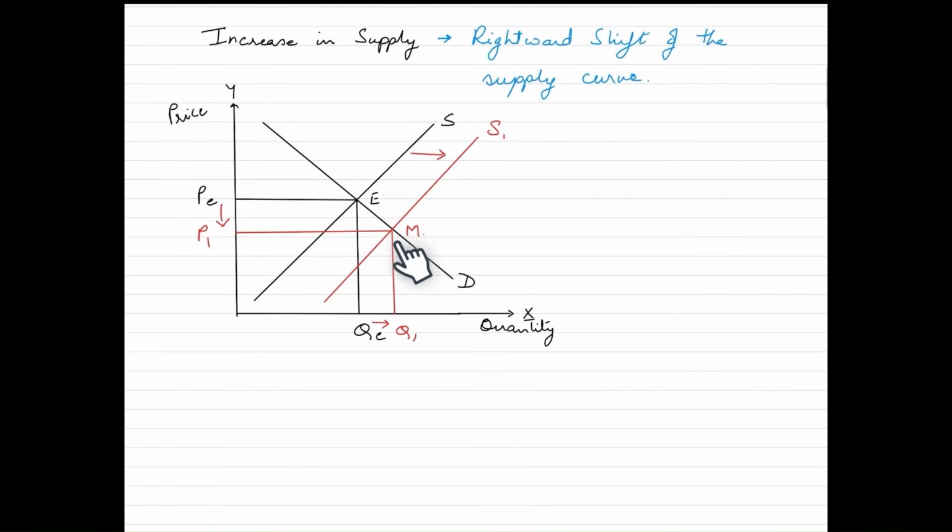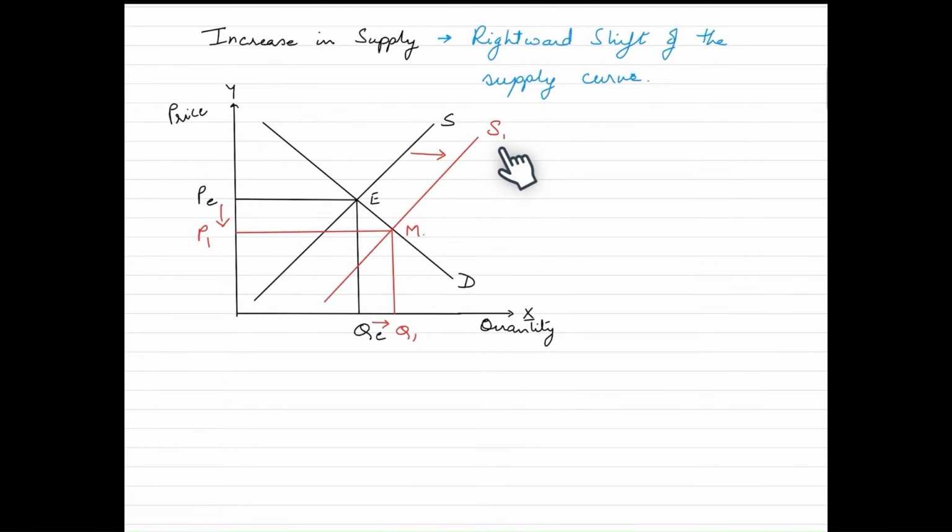Now, in this case, it is very much evident that this is the new equilibrium that has been attained in the market, and at this equilibrium, the price has gone down from PE to P1 and quantity has increased from QE to Q1. Let us see what has happened in between this entire change and how this change came to be. So when the supply increases, it is shifting to the right from S to S1.